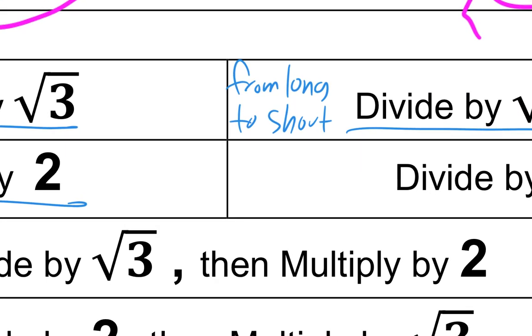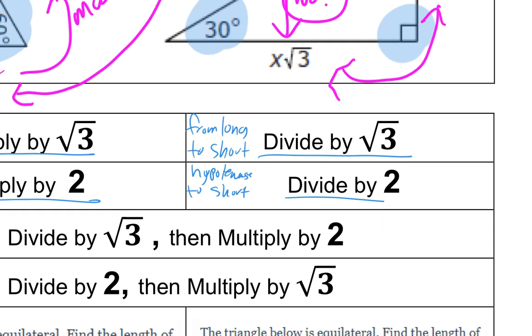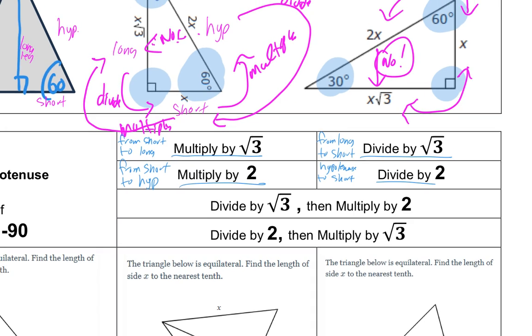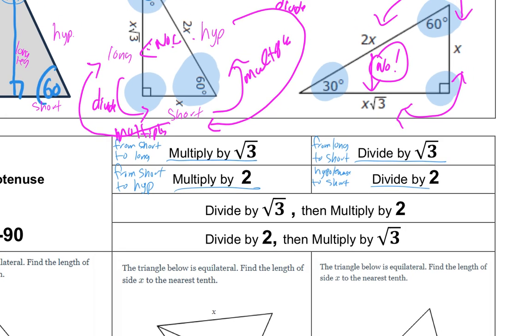If we're going from the hypotenuse to the short, from longer to short, as you might imagine, we're going to divide by 2. So that's how factors work. If we're going from a short to a longer one, we're going to have to multiply. If we're going from a longer one to a short, we have to divide.